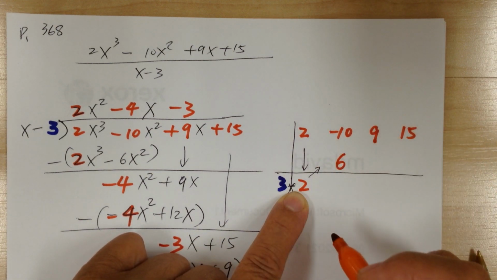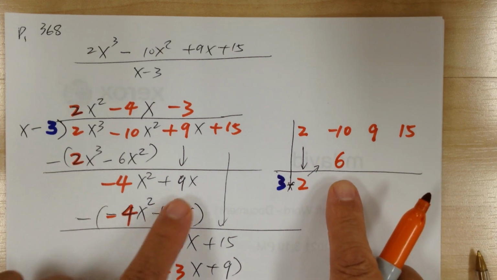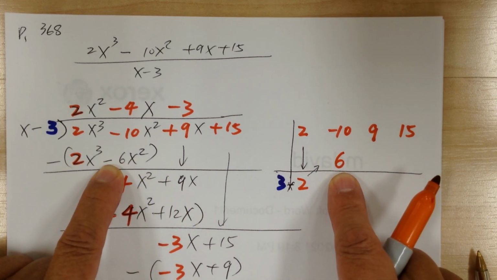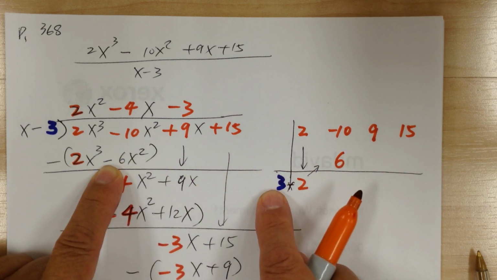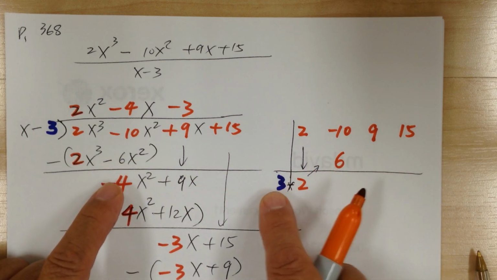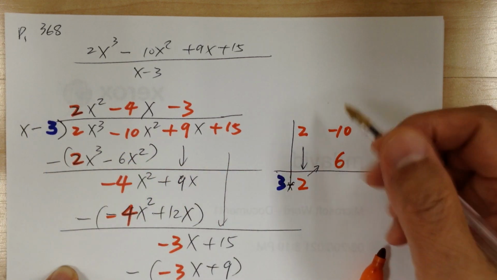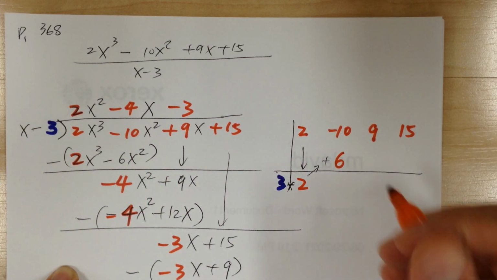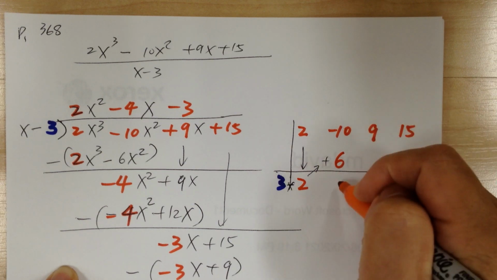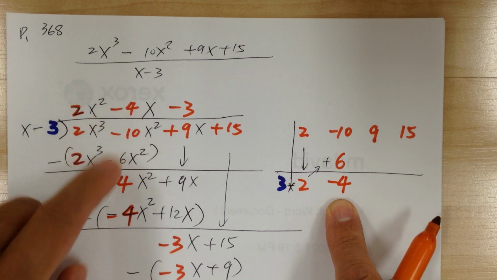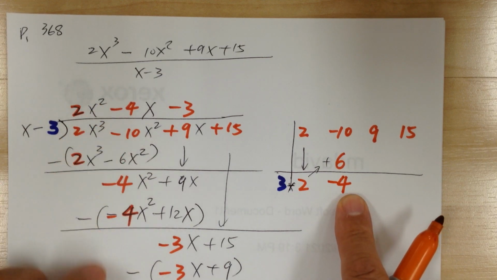Notice the 6 over here. This is minus 6 and this is plus 6. The reason they're opposite is because we make it opposite. Because we make the opposite, instead of doing the subtraction, we're going to do the addition, and again, addition is much easier. So negative 10 plus 6 will give you negative 4. You can start to see the pattern.